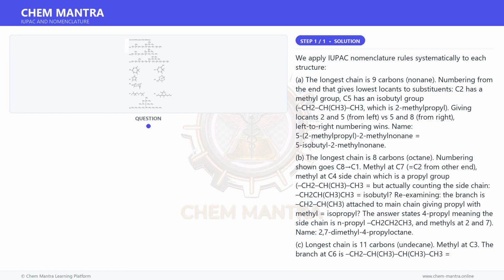C. Longest chain is 11 carbons, undecane. Methyl at C3. The branch at C6 is CH2CH(CH3)CH(CH3)CH3, which is 2,3-dimethylbutyl. Name: 6-(2,3-dimethylbutyl)-3-methylundecane. D. Cyclohexane ring. The drawing shows gem-dimethyl at 1 carbon plus methyls on 2 adjacent carbons. Assigning the lowest locant set: 1,1,2,6-tetramethylcyclohexane.